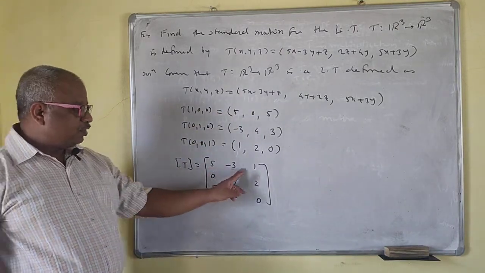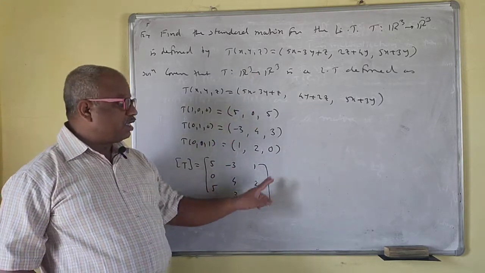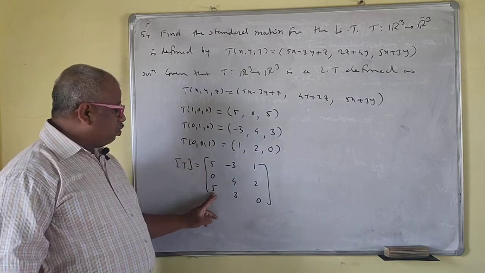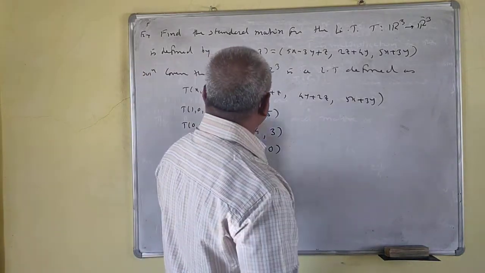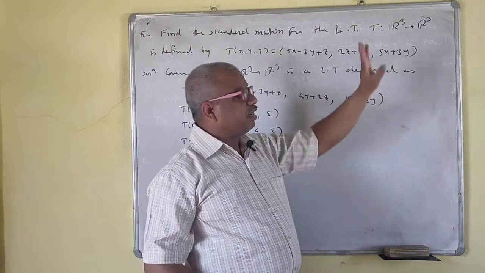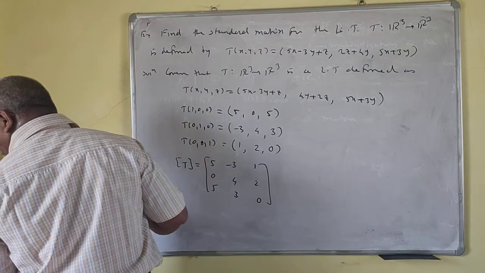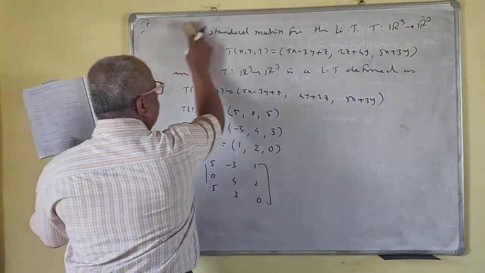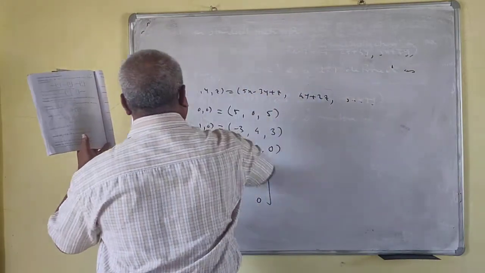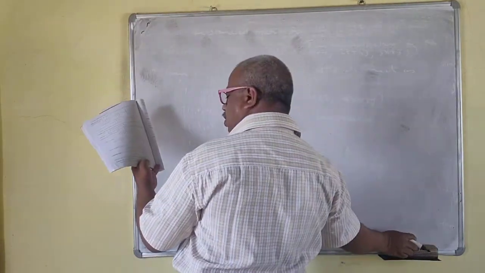Directly, we can write the standard matrix of T by taking the coefficients of x, y, z from the first component, then from the second component, and then from the third component. So for Rn to Rn, the standard matrix can be written easily. This is very easy now. We'll take one more example on this.